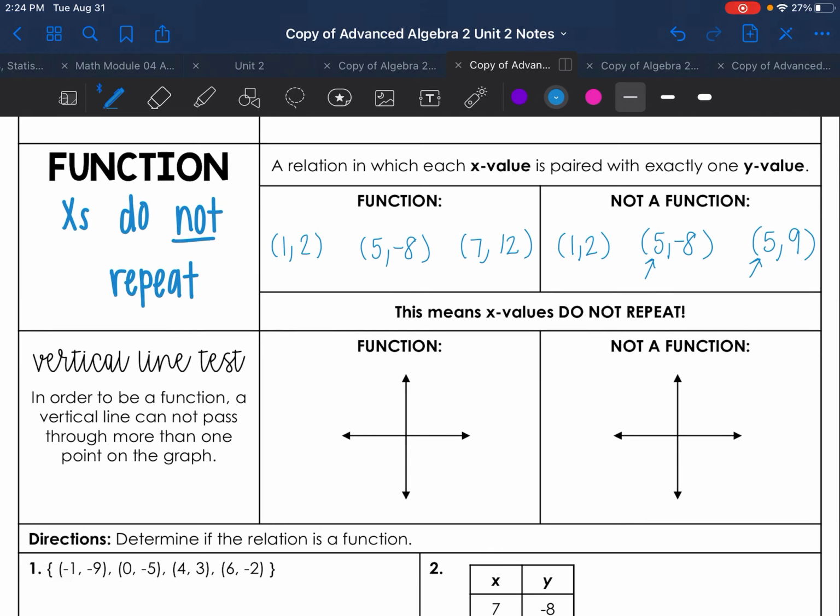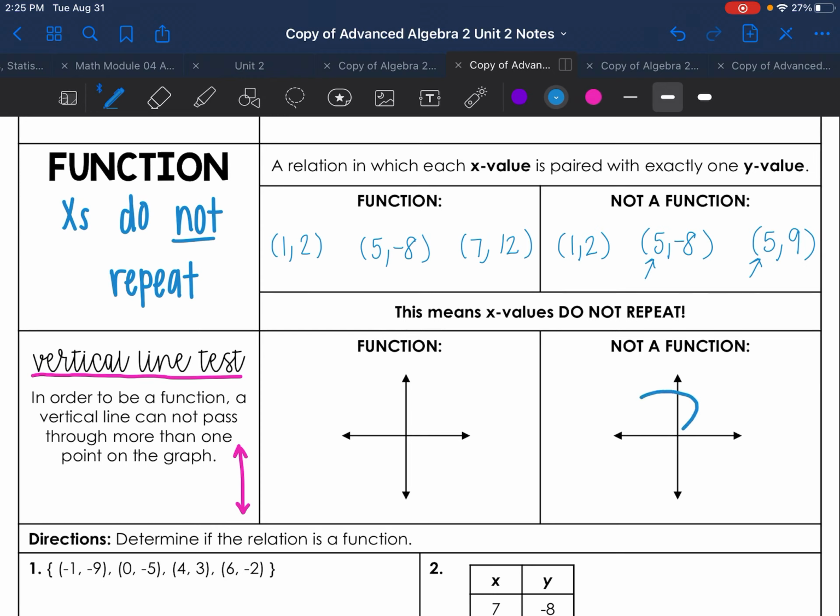Graphs can be a little bit trickier, not a whole lot. We have to use something called the vertical line test. In order to be a function, a vertical line, that's a line that goes up and down, cannot pass through more than one point on the graph. So I'll show you what that means.